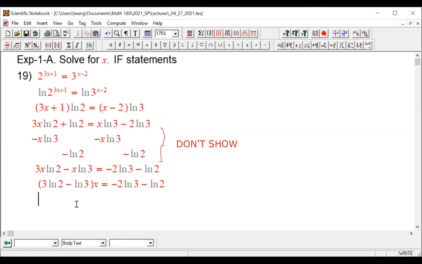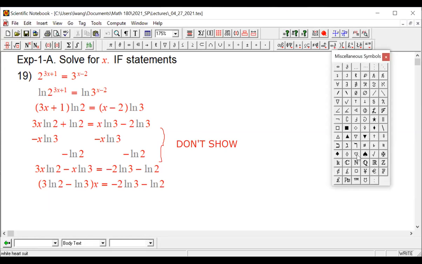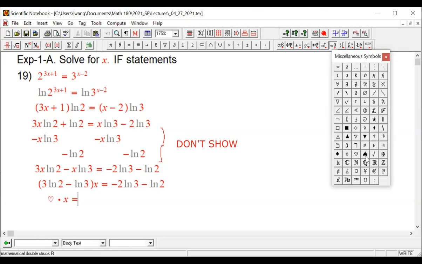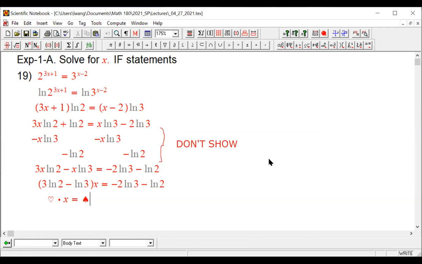Let me rewrite this form with a prettier symbol. We have a heart, multiply x, and equals something else on the other side. I will call it a spade. And what do you do, without using a calculator? You divide both sides by heart. Heart is the parentheses. Spade is the whole thing.